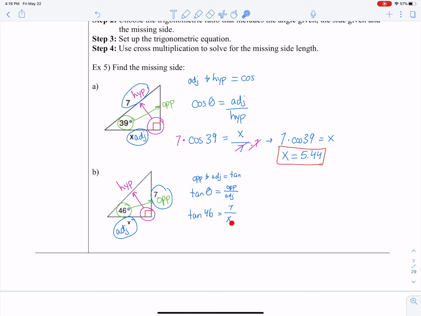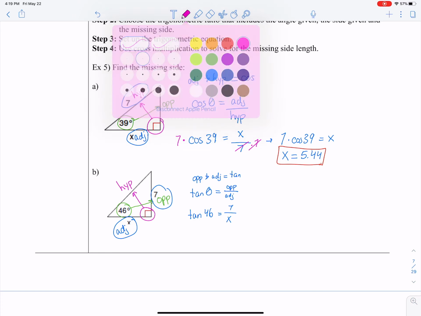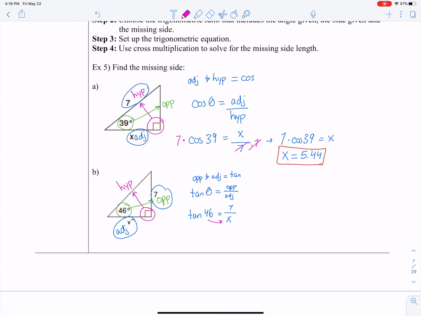Okay? So basically, what's going to end up happening is that these two things are going to switch places. Our tan 46 and our x, but only when it's on the bottom. Okay? And we're going to use 2 steps for that. So the first step is going to be, we're going to multiply both sides by x, and that's going to cancel out. That's going to be our step 1. So then I get x tan 46 is equal to 7. Okay, that's the first thing that's happening.